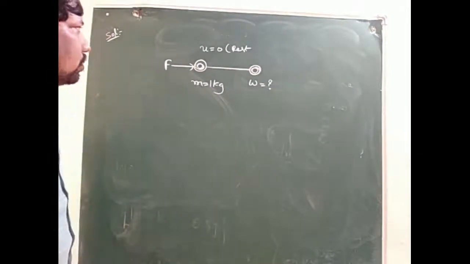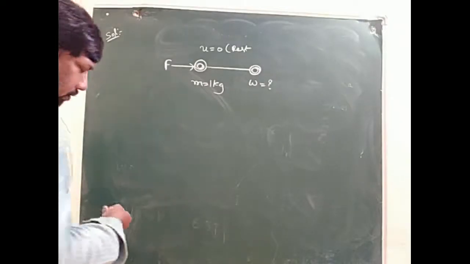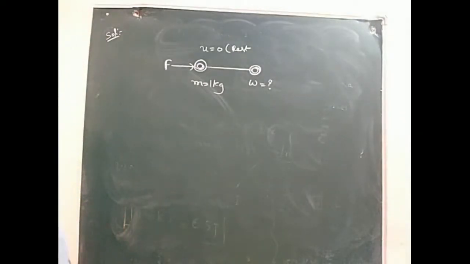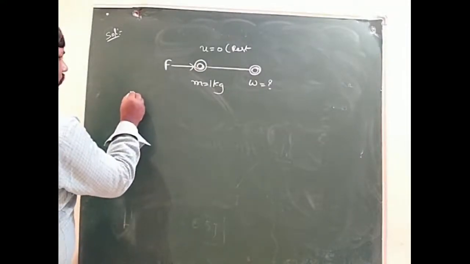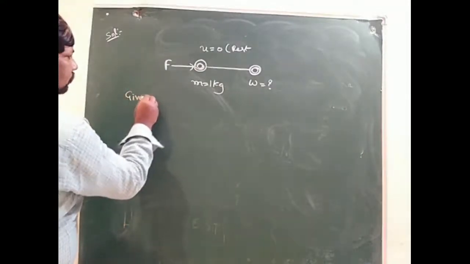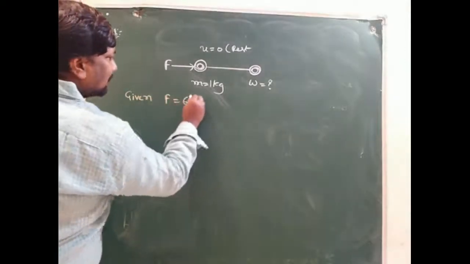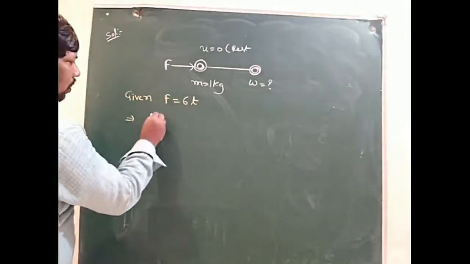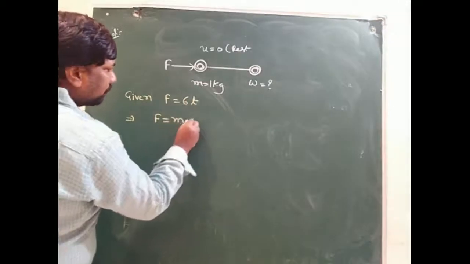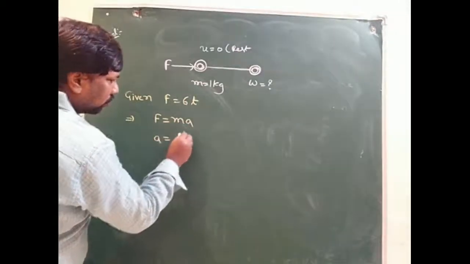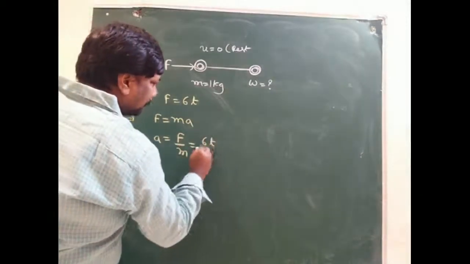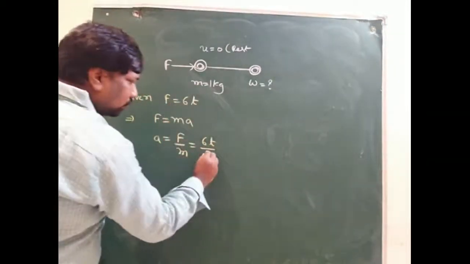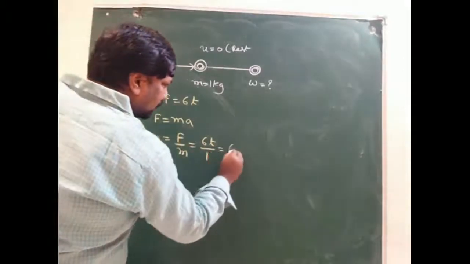Okay. In the situation given, force equal to 60. Now according to Newton's second law, F equal to ma. So a equal to F by m. Here F is 60. Here the mass of the body is 1 kg. That is 60.